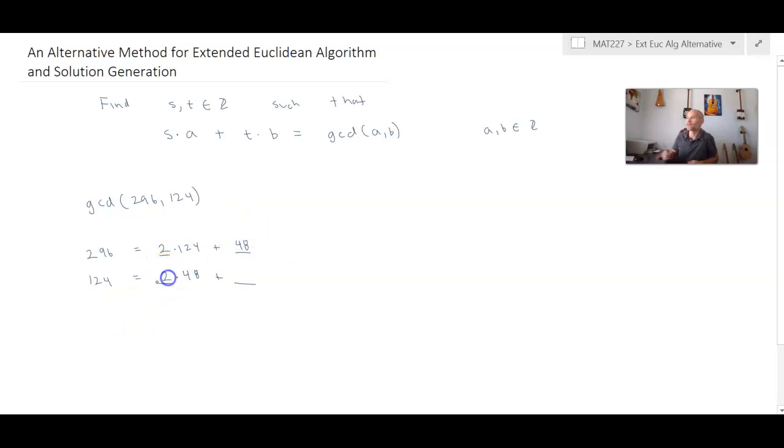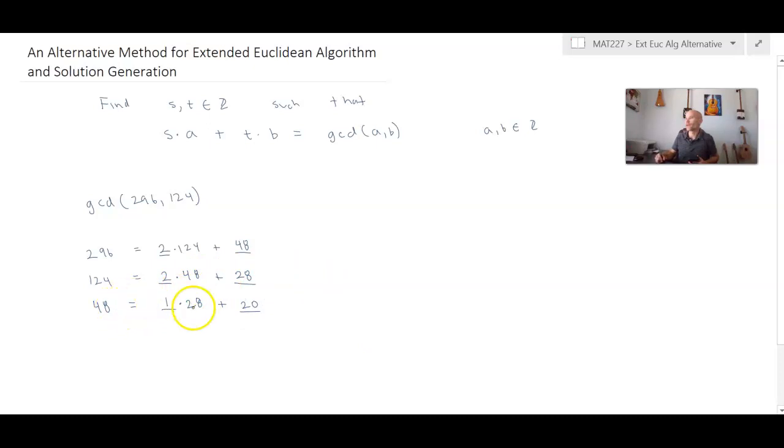I can't do it 3 times. 2 times will give me 96, and I believe that's going to give us a remainder of 28. Just going to check that: 124 minus 96, I always make a mistake here, is 28. Again, the GCD between 124 and 48 is the same as the GCD between the divisor and the remainder. So 48 is equal to some number of multiples of 28 plus a new remainder. Well, 28 only goes into 48 once, leaving a remainder of 20.